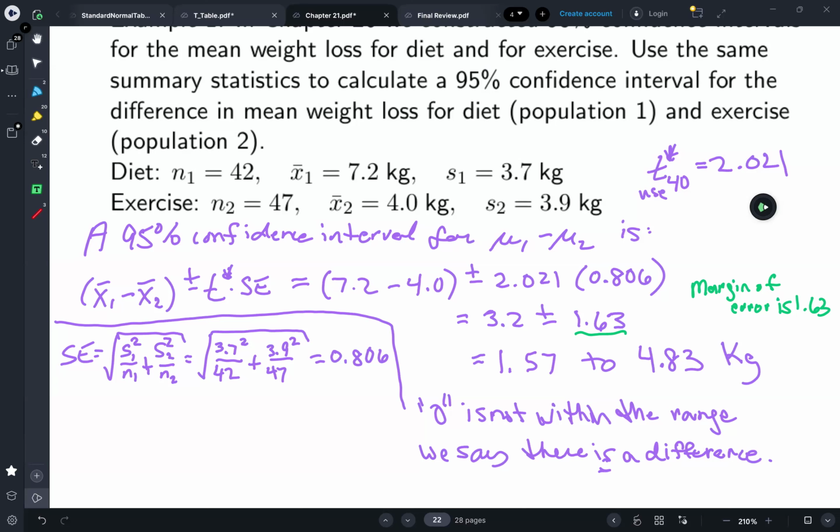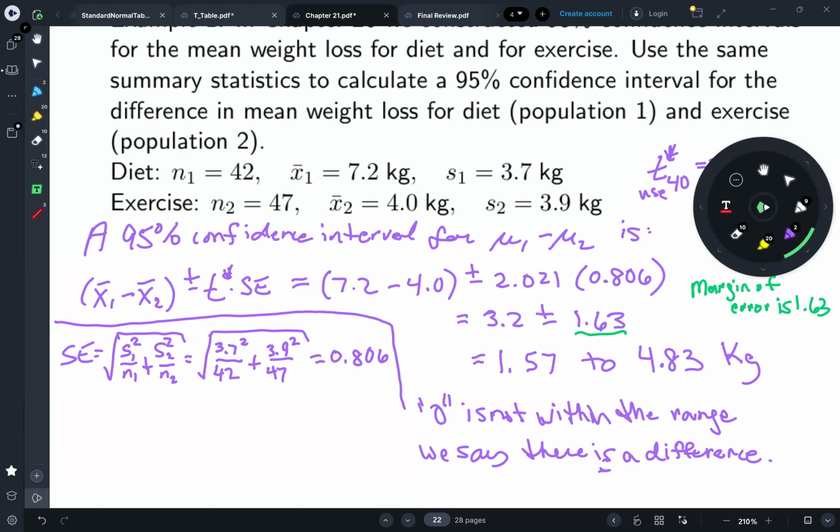Yeah, sure. So we have an N1, let me just highlight these. We have N1, which is 42, and N2, which is 47. So we have 42 men in group one, in the diet group, and 47 men in the exercise group. The conservative approach for the two samples is you take the smaller of the group, which is the diet, that's 42. You take the smallest of the group and you subtract one. So we would then have 41 degrees of freedom.